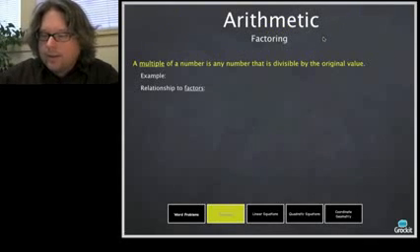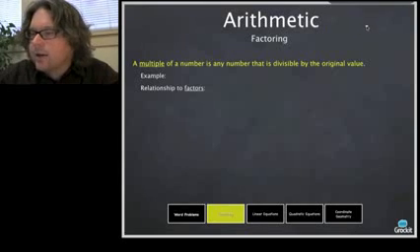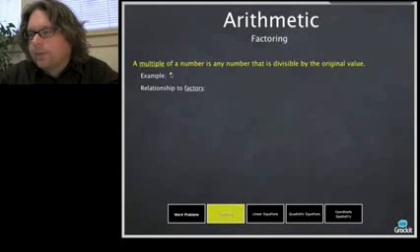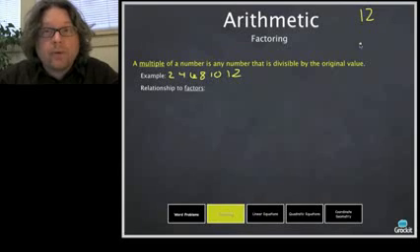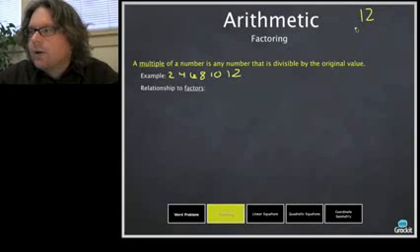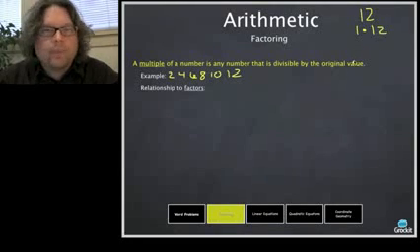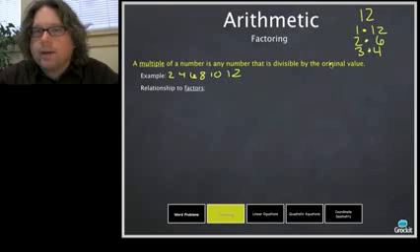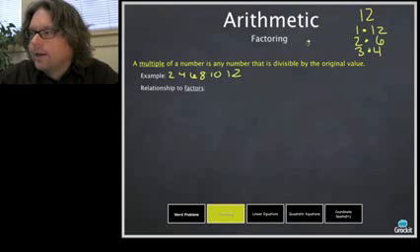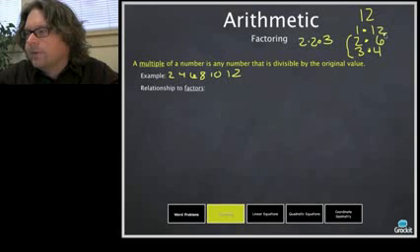So here we had 2, 4, 6, 8. These are all multiples of 2. A number like 12 has a number of factors. You can multiply 1 times 12 to get to 12. You can multiply 2 times 6. You could multiply 3 times 4. And furthermore, you could actually multiply 2 times 2 times 3.